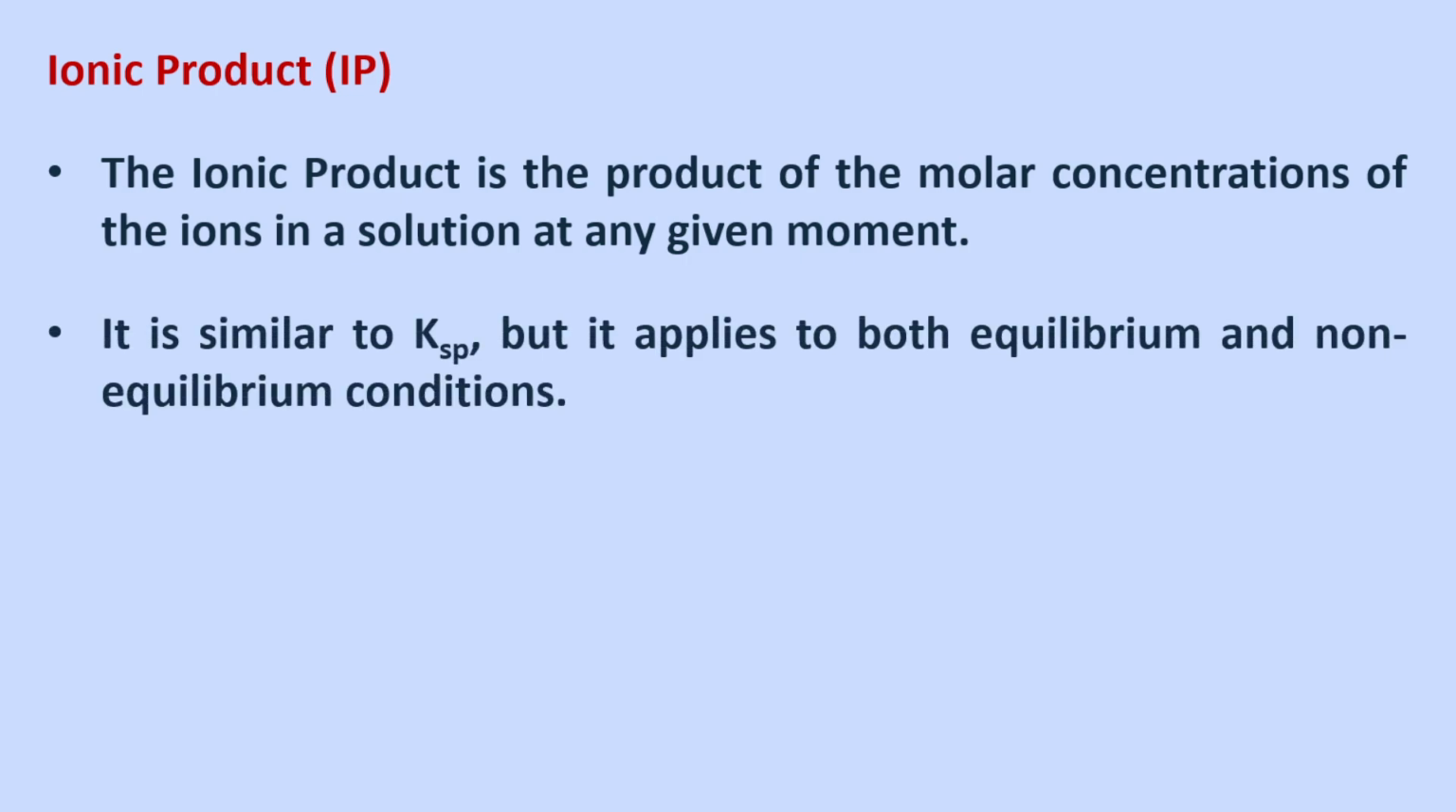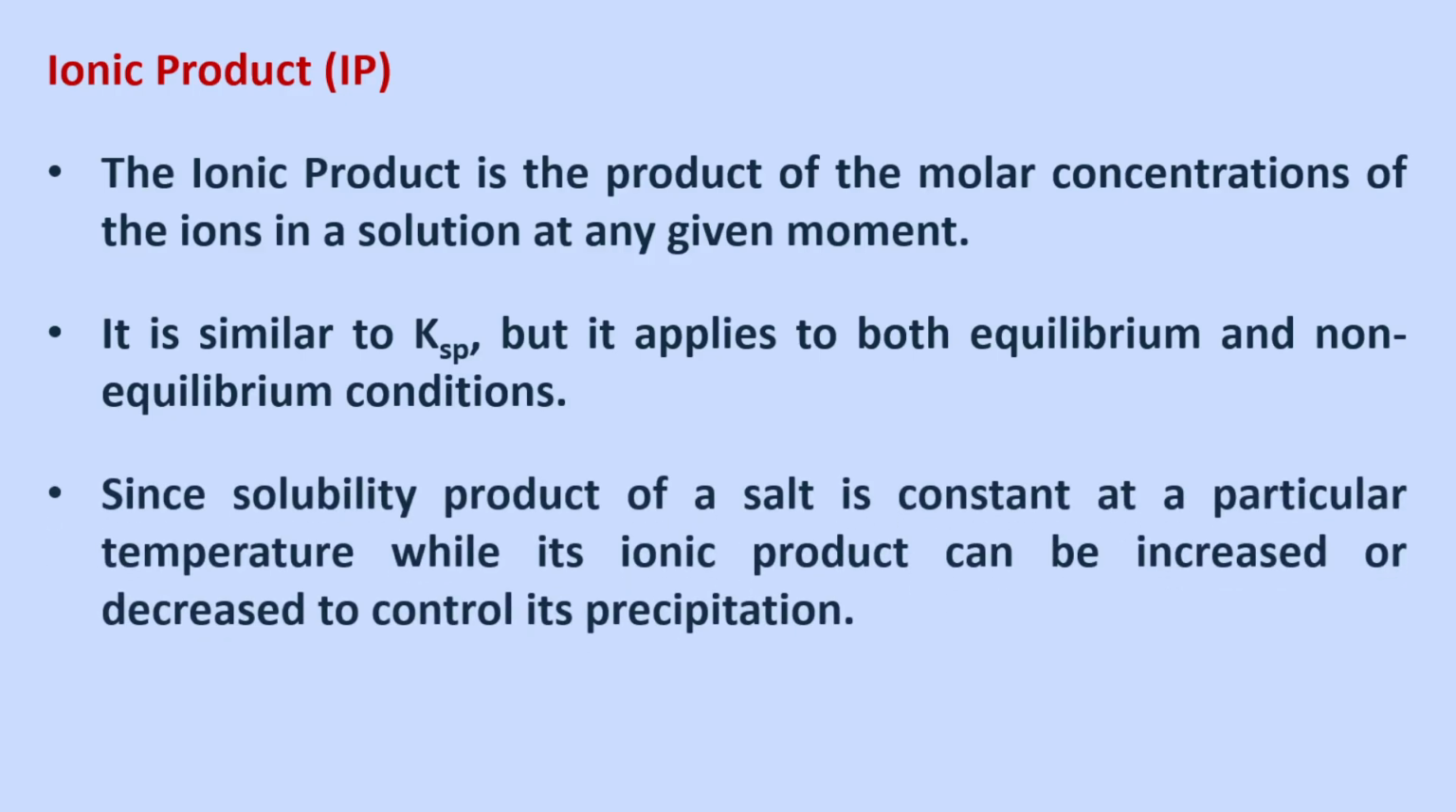It is similar to Ksp, but here is some difference. Ksp only applies at equilibrium, while ionic product can be calculated any time, even when the equilibrium is there or not. The solubility product of a salt remains constant at a given temperature, whereas its ionic product can be varied to regulate its precipitation.